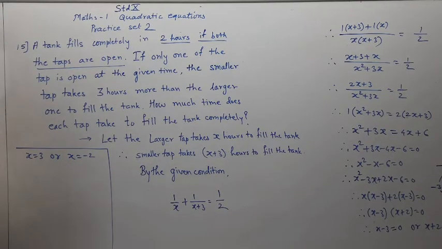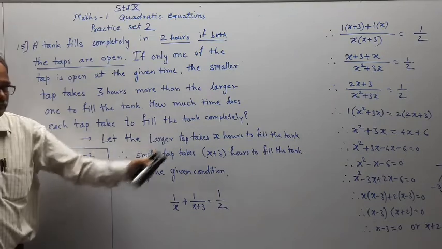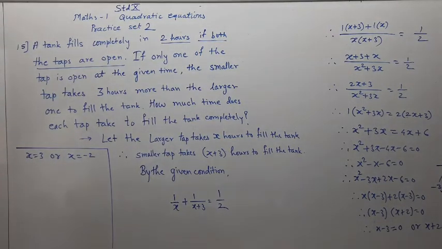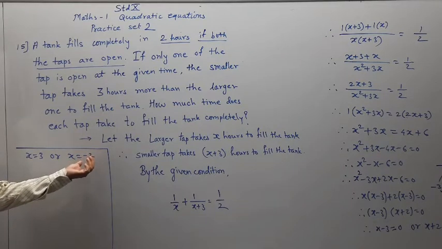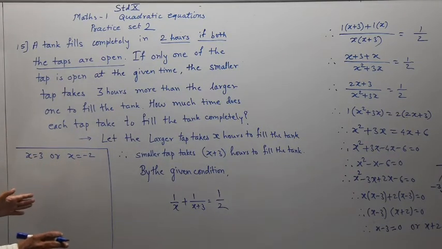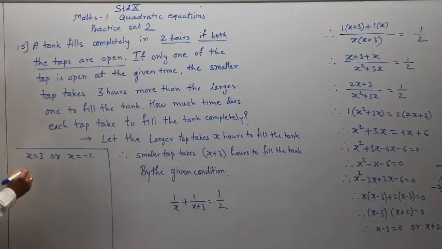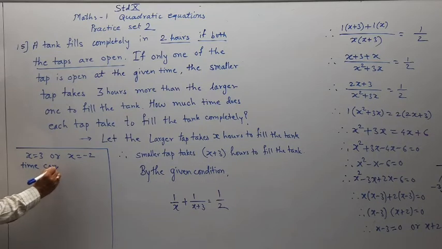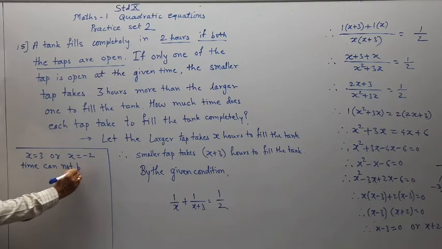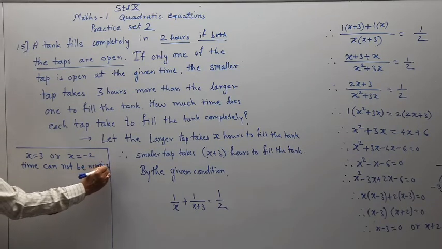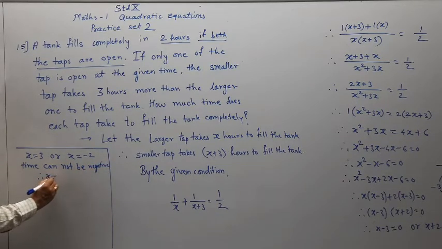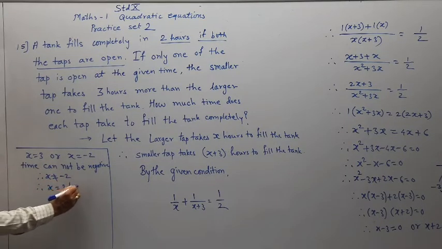x is what? Time. Time cannot be negative. It means before we start the tap, 2 hours before, minus 2, the tank would get filled automatically. Such a thing cannot happen. So that is wrong. Time cannot be negative, time required to do any work. Therefore, x is not equal to minus 2, x is equal to 3 hours.